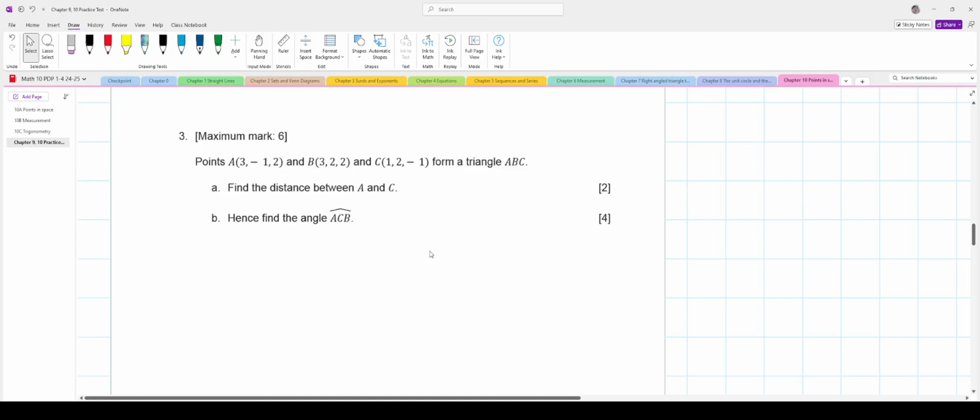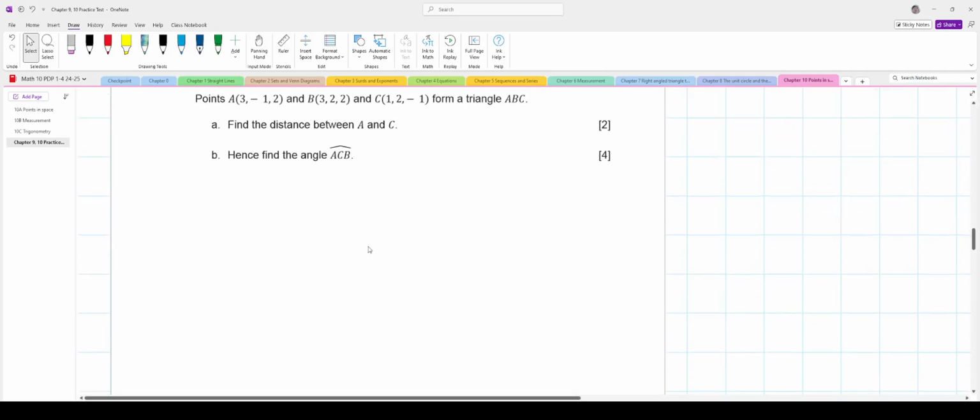Let's move on to question number 3. Points A, B, and C form a triangle ABC. So find the distance between A and C and hence find the angle ACB. So what I'm going to do here is, I know that the points A, B, and C are in 3 dimensions, but that scale is not useful here. We don't need to draw in 3 dimensions, and it's difficult to draw it anyways. So I'm just going to randomly put the points A, B, and C.